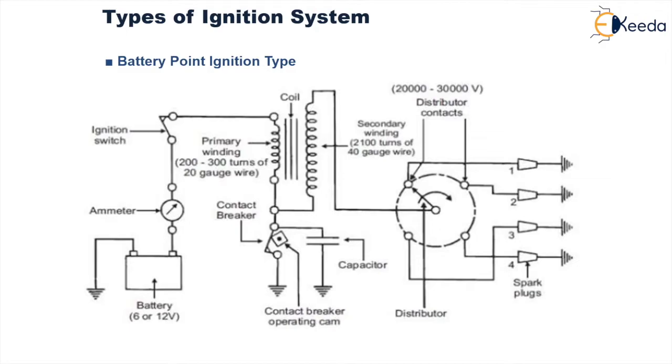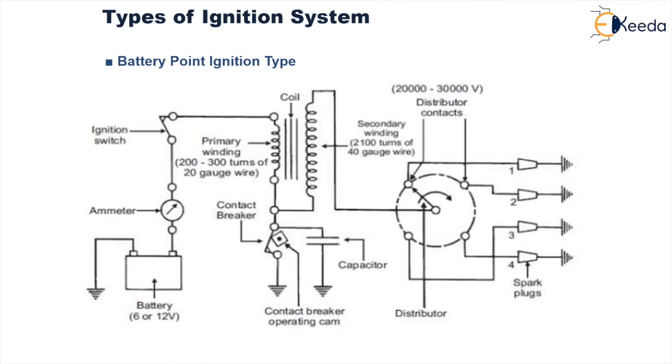We have seen that one end of the primary winding is connected through the ignition switch to the positive terminal of the battery, and the other end is grounded through the contact breaker. The capacitor, we have already seen, is connected in parallel with the contact breaker. Then the secondary winding has one of its ends grounded through the contact breaker, whereas the other end is connected to the distribution system.